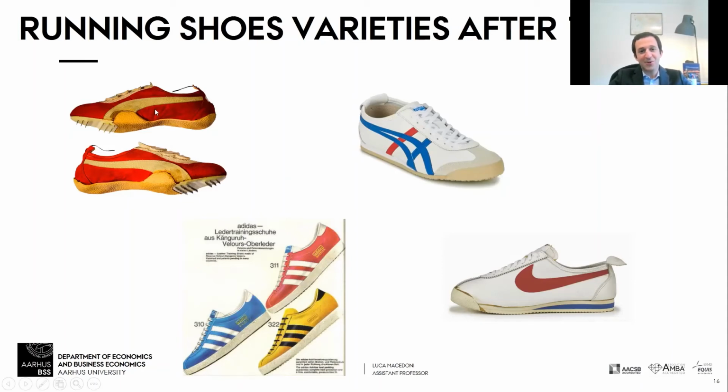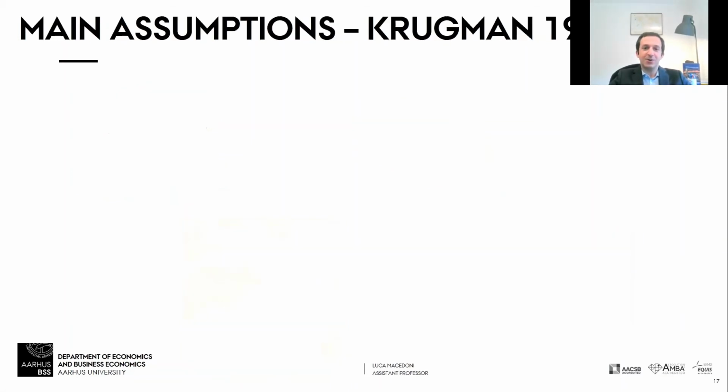Okay, so I hope you enjoyed this little anecdote. It's also a little break from the algebra. And now we can go back to the algebra and look at the Krugman 1980 model, which is by all means the same model that we saw before, but with one big difference in the preferences. So let's see.